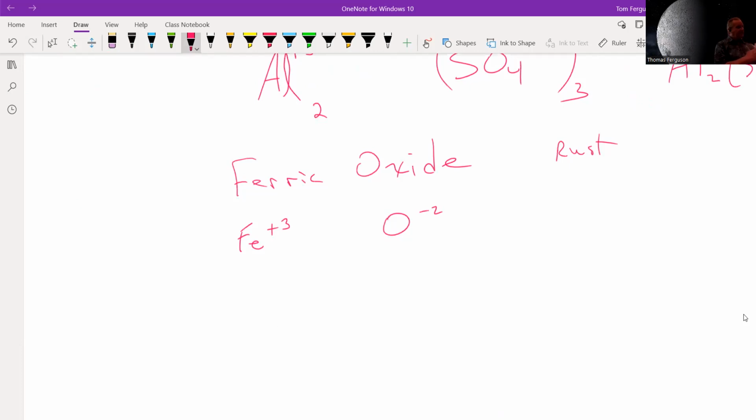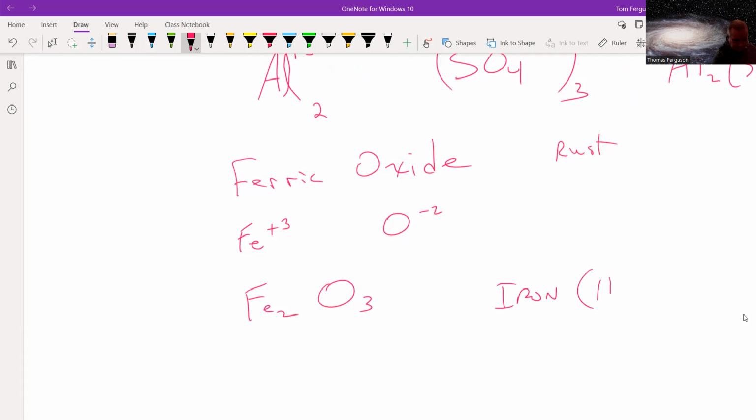So how many 3s are in 6? 2. How many 2s in 6? 3. So that's the formula for rust, ferric oxide. Now another way to name this would be iron 3 oxide.